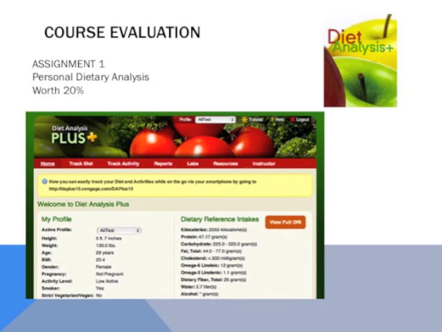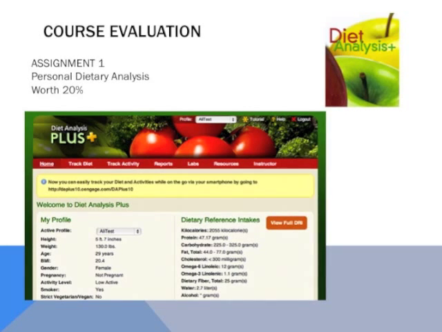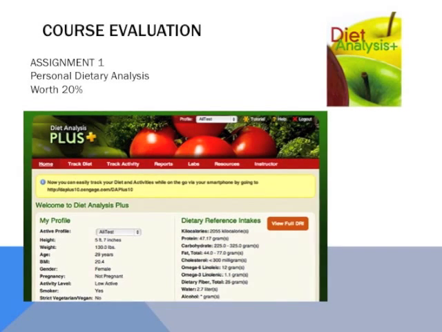There are 2 individual assignments. The first assignment is worth 20% and involves keeping a food diary, conducting a dietary analysis, and evaluating the quality of your diet. This is a large and time-intensive project. To help with managing its completion, the assignment is divided into Part A and B. Part A involves the necessary data collection, which you will complete as part of the weekly activities during the first 3 weeks of the course.